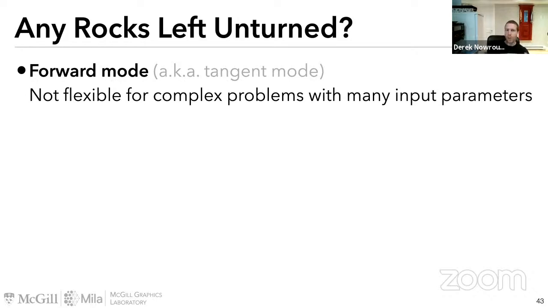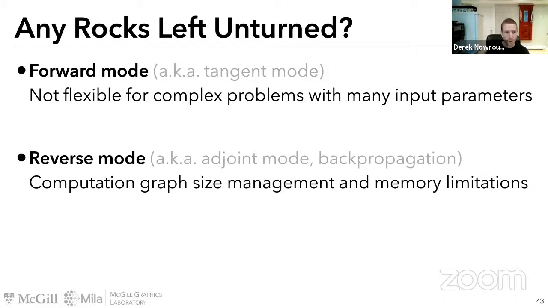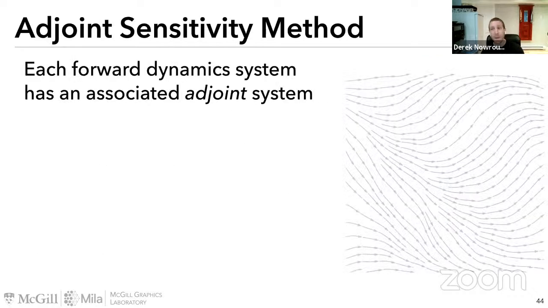Forward mode, which is also called tangent mode, is not flexible in cases where I have many input parameters, whereas reverse mode requires that I store this computation graph and be able to compute piecewise gradients that I compose across it. So it also has memory limitations. There is one other important technique that's come to light of late, and that's the idea of an adjoint method. This is because for the most part, every forward dynamical system has an associated backwards adjoint system.